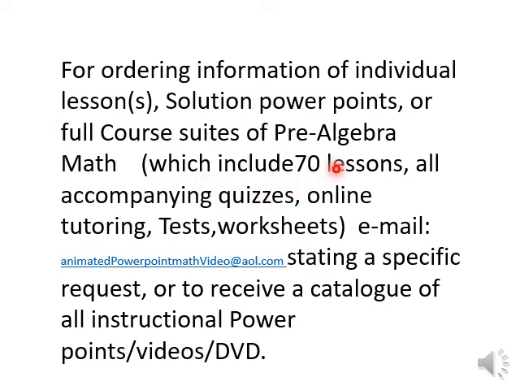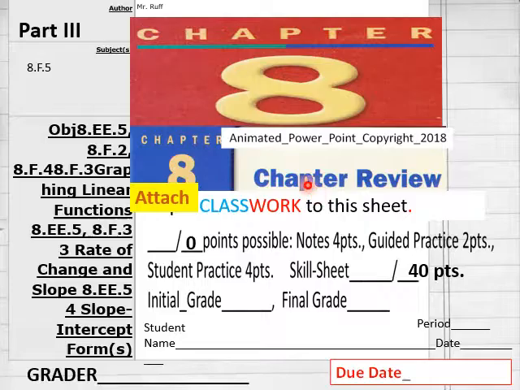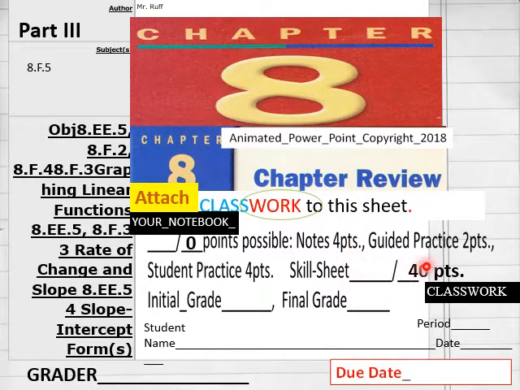Hello everybody, getting ready to do Chapter 8, Review and Summary, Part 3, Pre-Algebra Math, and on today's classwork sheet you got 40 points. Part 3 of Chapter 8 reviewed. Students, put your name, date, period here on your Chromebook, your tablet, your iPhone, or your paper.